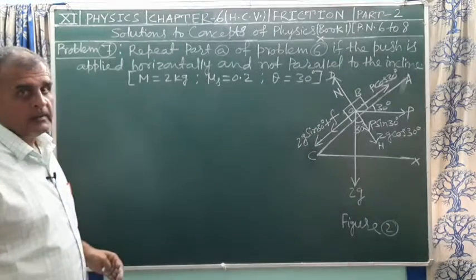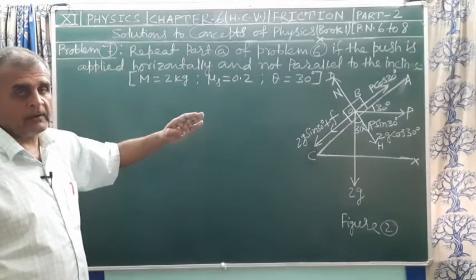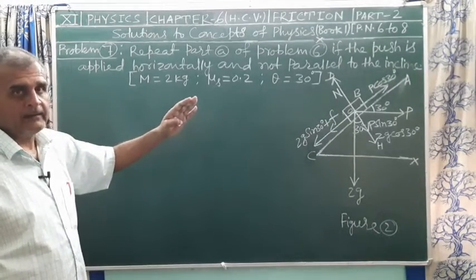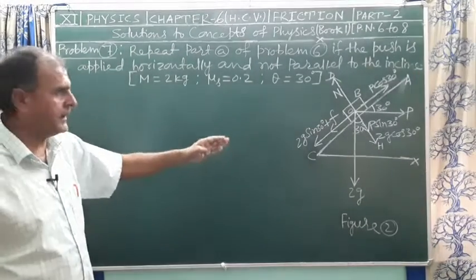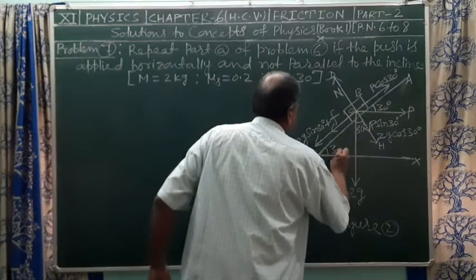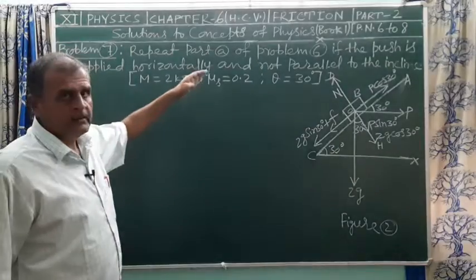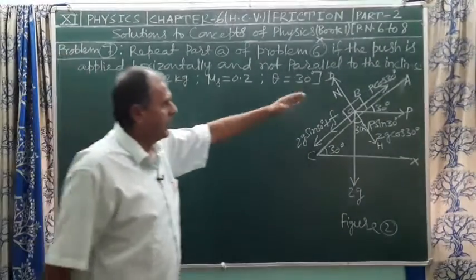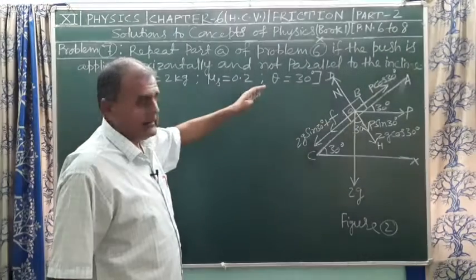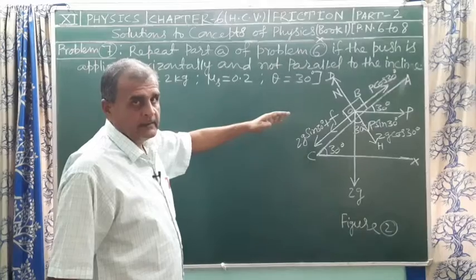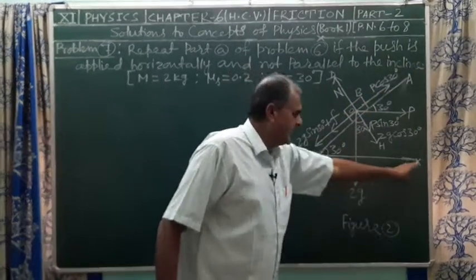In the above problem, the mass of the body or block lying on the rough inclined plane, making angle 30 degree with the horizontal, was 2 kg, and the coefficient of static friction between the block and the inclined plane is 0.2, and the inclination, that is the angle which the inclined plane AC makes with the horizontal CX, is 30 degree.